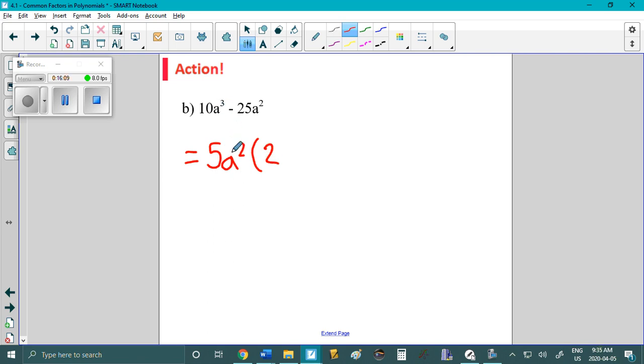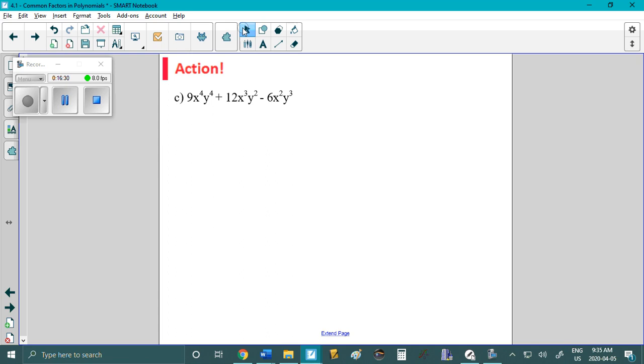A cubed divided by a squared is just a. And the next part, negative 25 divided by 5 is negative 5. A squared divided by a squared is nothing. It cancels out. So there's your answer. Feel free to expand back through. Double check that it works. I'm pretty sure it does.